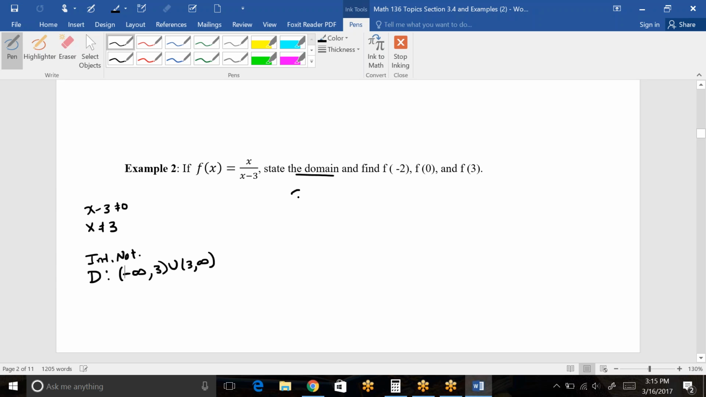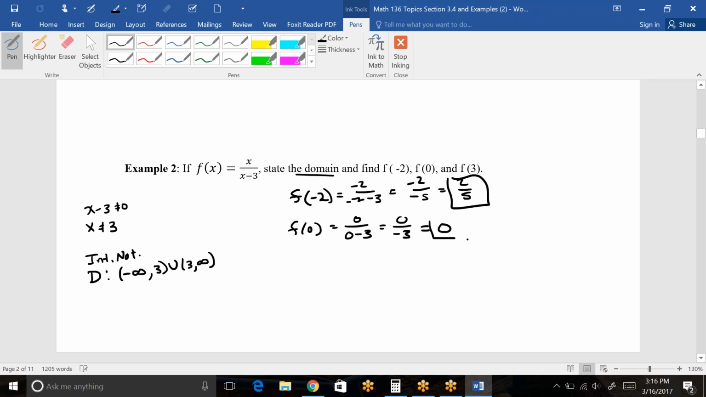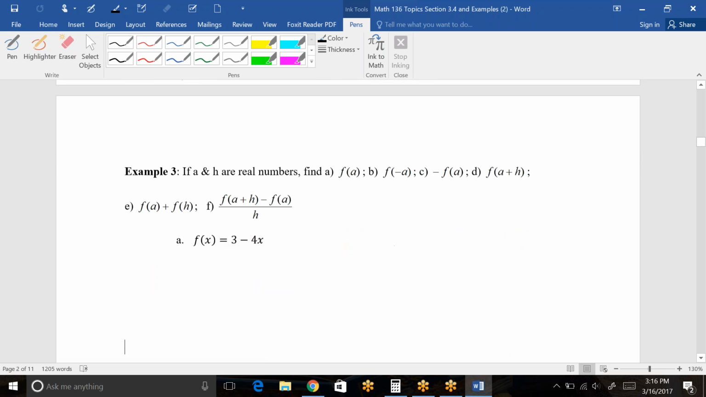To do the evaluations, we just plug in the numbers for x. So f of negative 2 is negative 2 over negative 2 minus 3, which would be negative 2 over negative 5, or positive 2/5. Remember, that makes an ordered pair of negative 2, what I plugged in, and 2/5, what comes out. F of 0 would be 0 over 0 minus 3, that's 0 divided by negative 3, which is just 0. F of 3, I don't even need to work out. I can write that as undefined because I know it's not part of my domain. If you did try to work it out, you'd get 0 in the denominator, so that is why it is undefined.